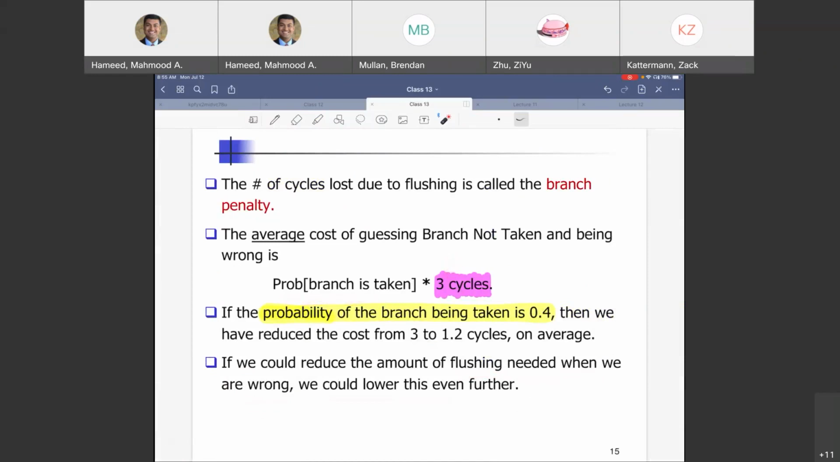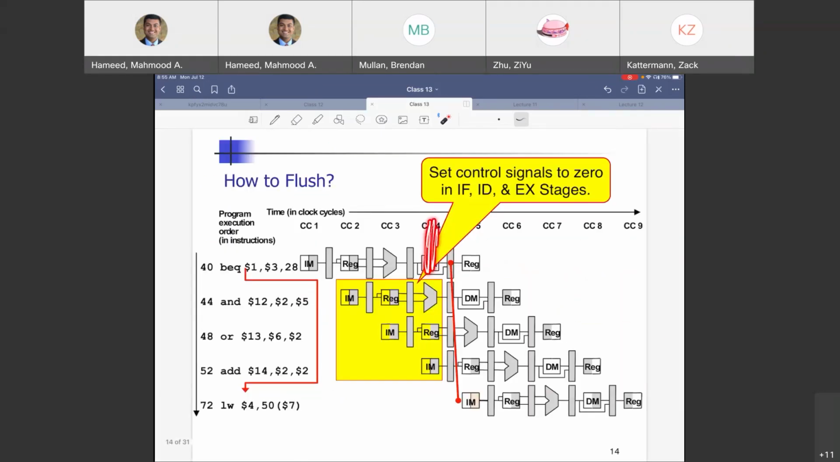The probability of branch taken or not taken might not be 0.4, it might be some other number, but that is specific to the instruction. We cannot change that, but you can play with this. We can try to reduce this 3 by making the decision early. It was 3 here because we were making the decision in clock cycle 4, and our new instruction was already coming in into clock cycle 1. So the difference over there was 3.